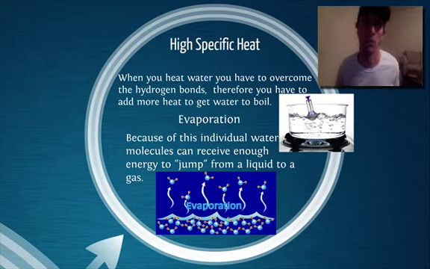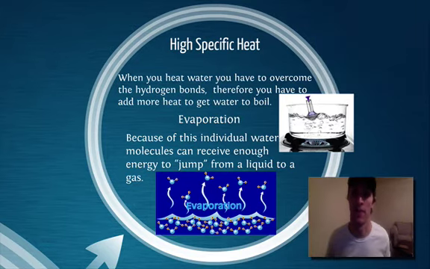And then one way we take advantage of this is evaporation. Because it takes a lot of energy, most of the water is not going to boil, but individual little water molecules can gain enough energy to kind of jump off. Okay, and this jumping off is called evaporation. So think about if you wet a sidewalk during the day and you come back a little while later, it's going to be dry. Where'd that water go? It didn't boil, right?